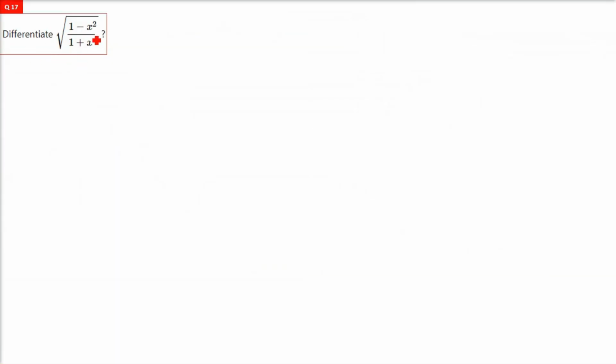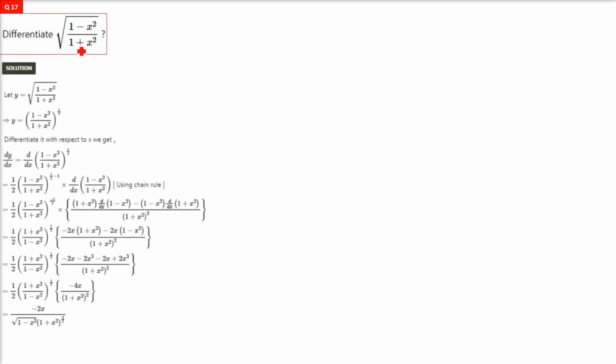Differentiate under root of 1 minus x square by 1 plus x square. In this differentiation, we need to apply the chain rule, so we first assume that something is inside the under root. We assume y equals under root z. This z will be differentiated later on until there is nothing left for differentiation. The differentiation of under root z is 1 by twice under root z.